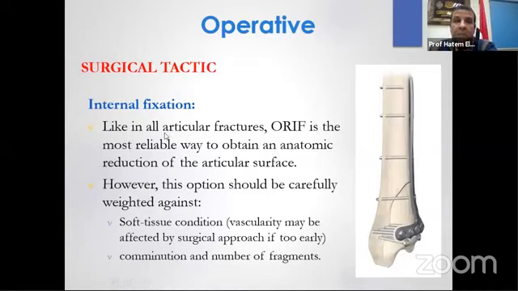Regarding internal fixation, like in all articular fractures, open reduction and internal fixation is the most reliable way to obtain an anatomical reduction of the articular surface. As the principle in articular fractures, you must exhaust yourself to obtain as anatomical a reduction as you can. However, this option should be carefully weighed against the soft tissue condition and the comminution and number of fragments.